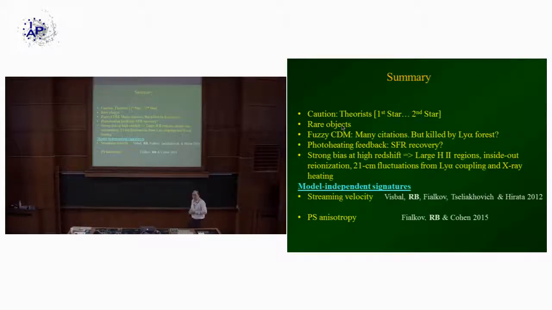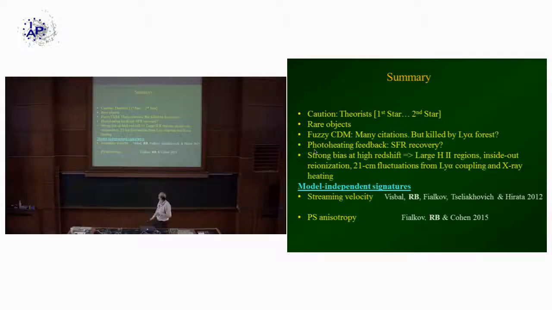I would urge you to remember that on the sky, you expect very rare objects that you may not find in theoretical papers. For fuzzy CDM, well, it's generated many citations for me, but it may already be killed by Lyman alpha, by the Lyman forest. We should check that more carefully. Photoheating feedback is an interesting effect, which suggests that there may have been a recovery of the star formation rate prior to the end of reionization, so watch out for that.